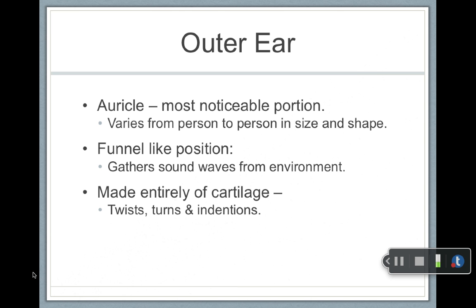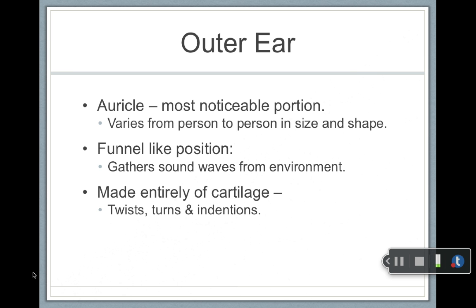So the outer ear, the auricle, is the most noticeable portion of it. It varies from person to person in size and shape. If you look at your ear, it's a funnel-like position, and it gathers sound waves from the environment. It's made entirely of cartilage, twists and turns, and it's shaped that way for a reason.